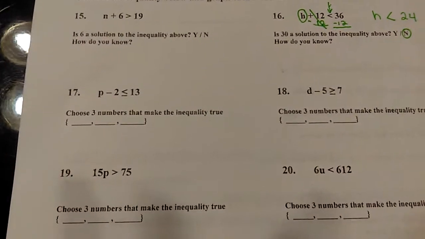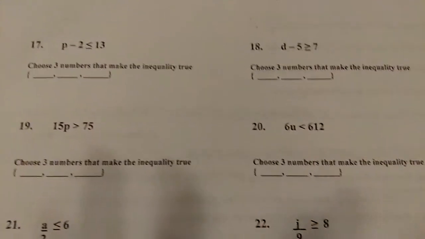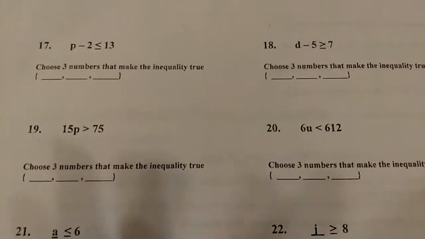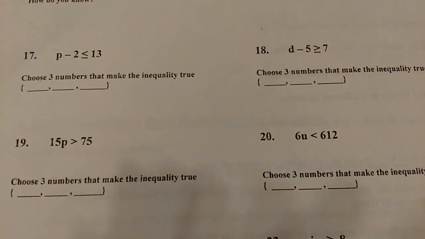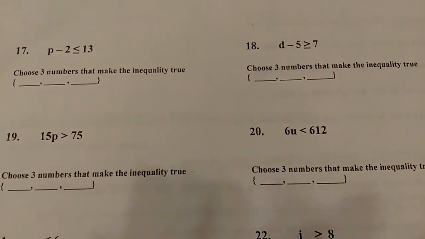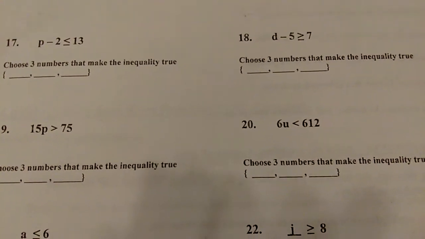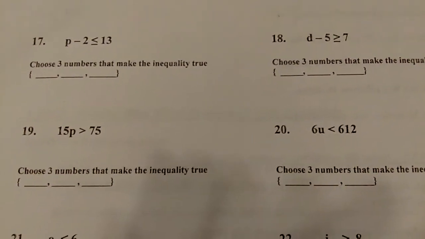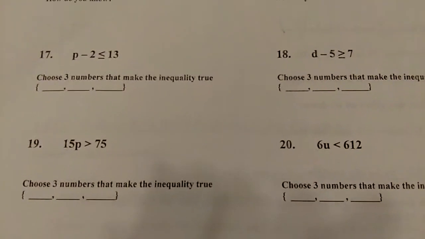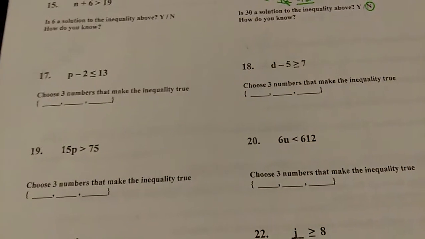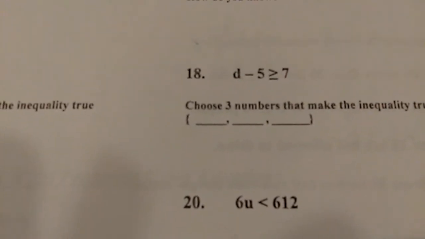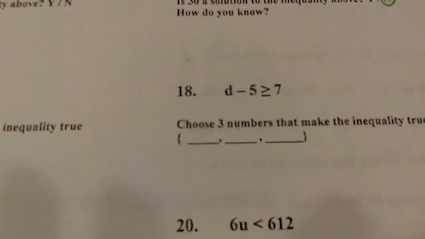Okay, so after that, 17, 18, 19, and 20, they ask for you to choose 3 numbers that make the inequality true. So I am going to do number 18, and then I'll do number 19. All right. So for 18, d minus 5 is greater than or equal to 7.